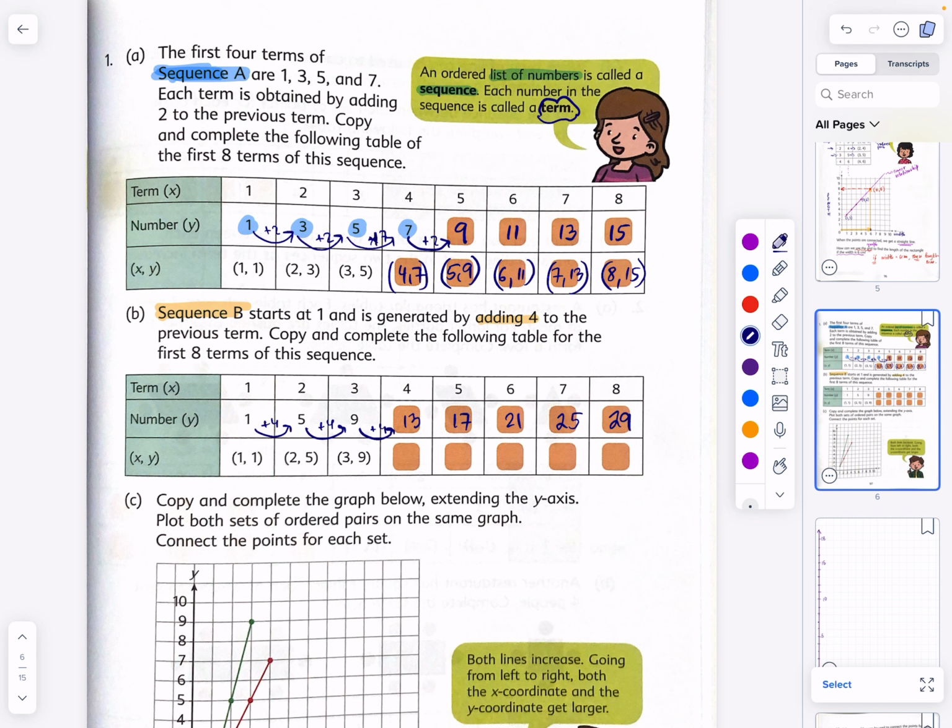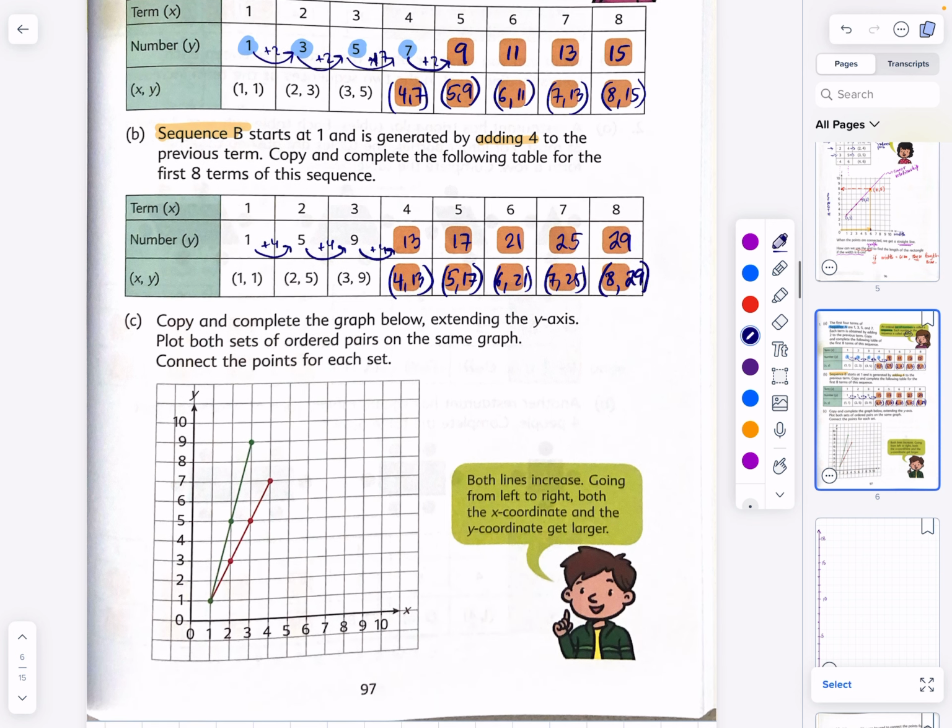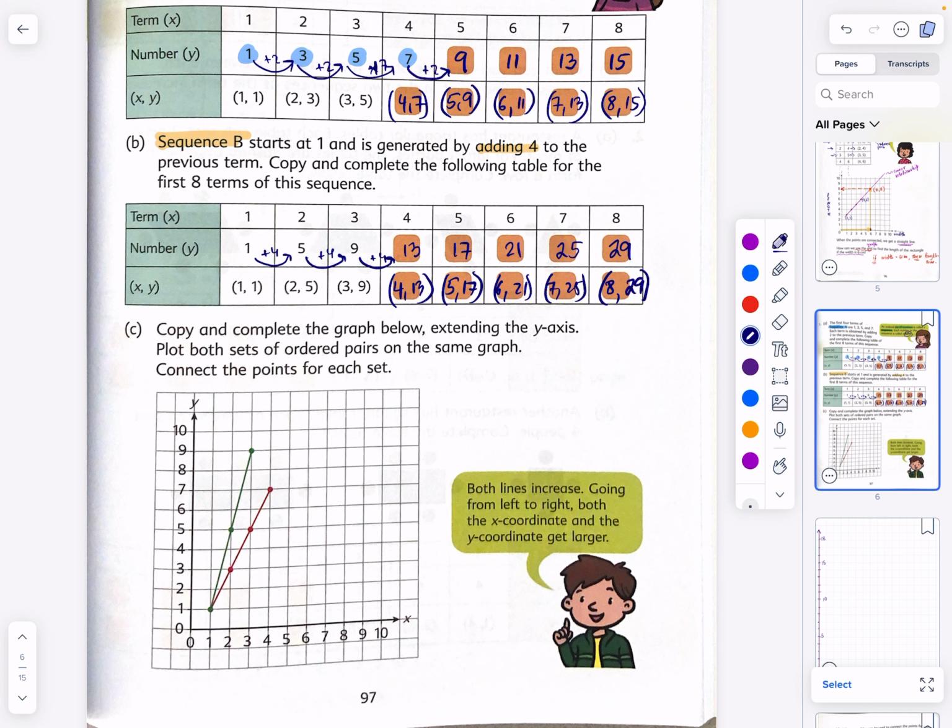Let's generate the ordered pairs, x and y. 1, 1, 2, 5, 3, 9. Fourth term is 13. Fifth term is 17. Sixth term is 21. Seventh term is 25. And finally, the eighth term is 29. So we've generated the sequence. Now, copy and complete the graph below, extending the y-axis. Plot both sequences A and B on the same graph and connect the points.